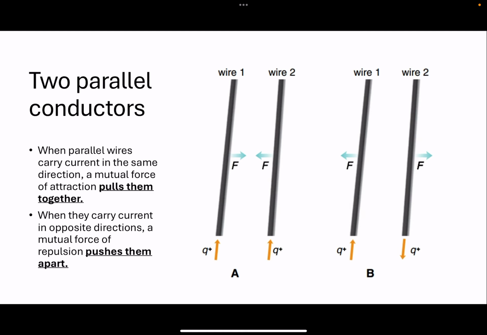Try this for me. Take your thumbs, point them up along wire 1 and 2 in figure A. What you'll notice is that when they're heading in the same direction, your fingers, if you wrap them around the wire, mesh together and they point in the same direction. Try this now for figure B, where you point your left thumb up the wire and right thumb down the wire. When you send your fingers to wrap around the wire, you see they clash into each other, fingertip to fingertip, pushing them in opposite directions.